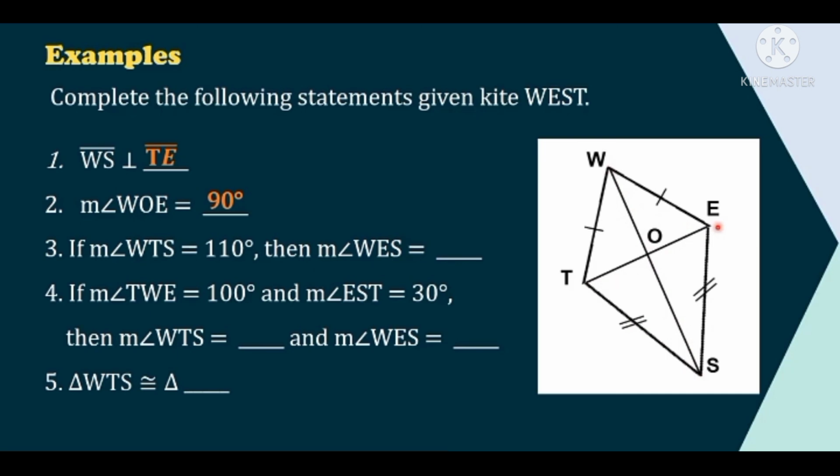Number 3. If the measurement of angle WTS is equal to 110 degrees, then the measurement of angle WES is also equal to 110 degrees because these two angles are opposite angles, and in a kite, there is exactly one pair of opposite angles that are congruent.